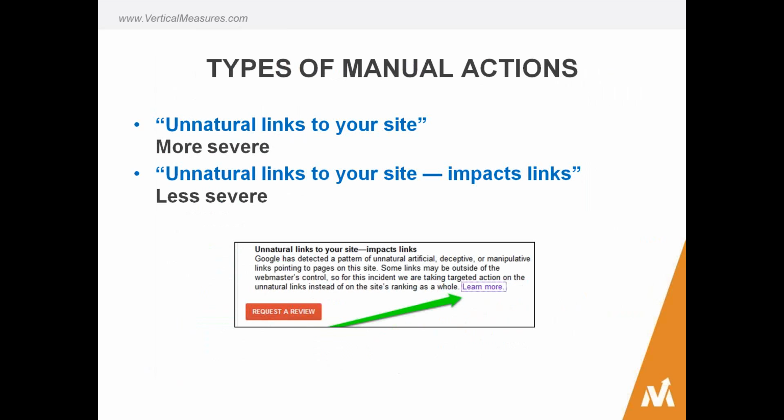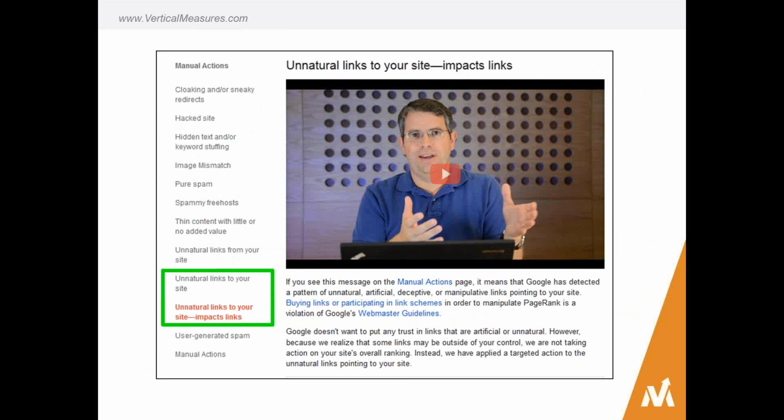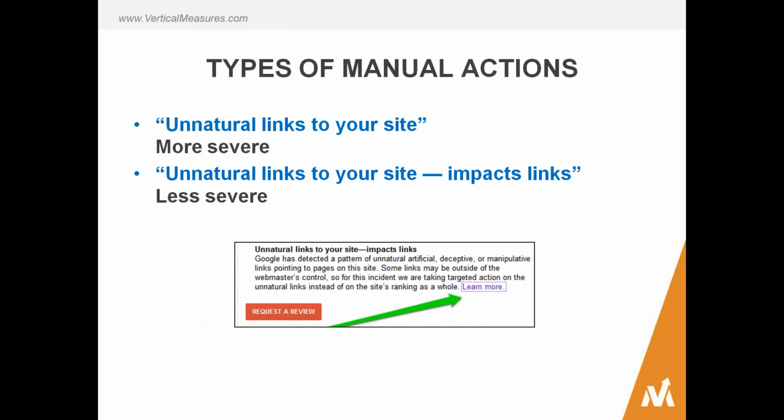But I'm going to go back to this previous slide. I want to emphasize that the unnatural links to your site penalty, that's the top one on the left inside this green square, that's the more severe penalty, okay? It means that basically your entire site link portfolio looks bad. It's, according to Google, illustrating a pattern of unnatural, artificial, deceptive, or manipulative links. Not a good thing. The unnatural links to your site impacts links, which is the second, is actually less severe.